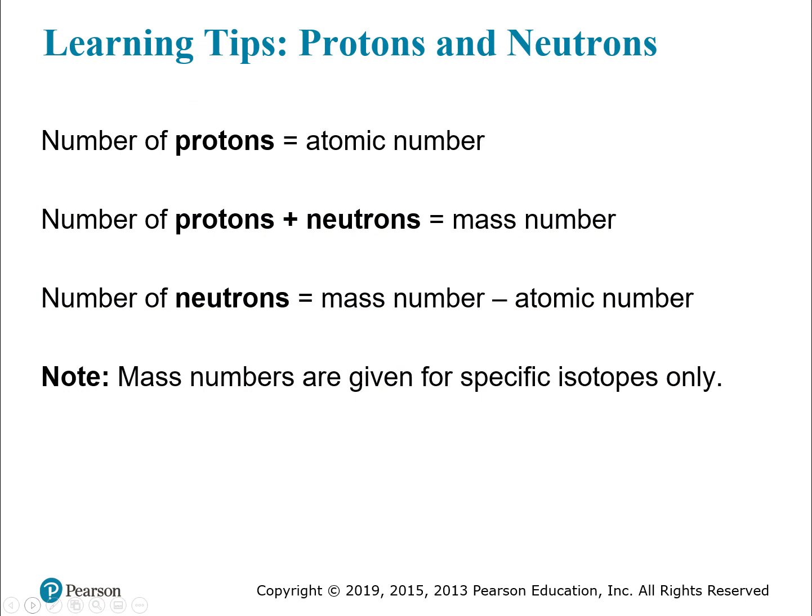So here's a little summary. We've got the number of protons, that's the atomic number. Protons plus neutrons, mass number. If you need to figure out how many neutrons you have, then you take the mass number and subtract the atomic number, which is the number of protons. Mass numbers are given for specific isotopes. So you'll be given that information, or you'll at least be able to figure it out.